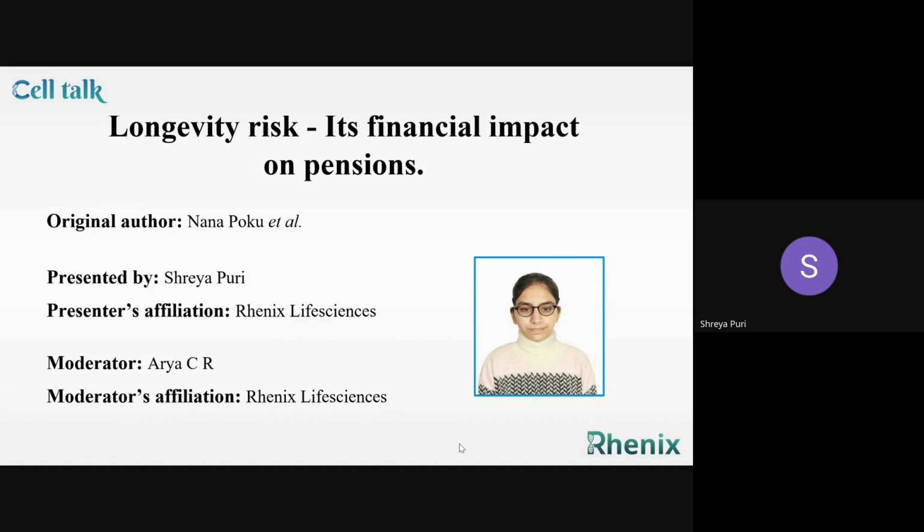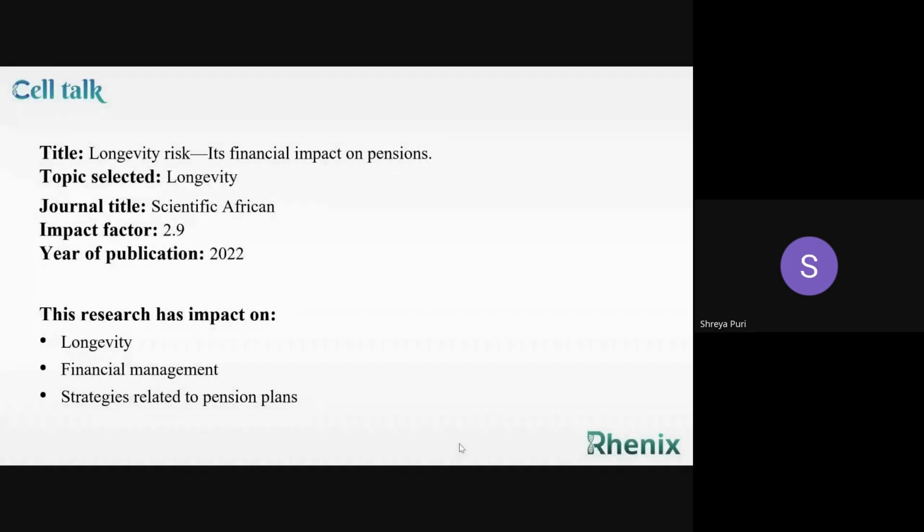Today's title of the CellTalk presentation is Longevity Risk and its Financial Impact on Pensions. Its original author is Nana Koko. It comes under the topic of longevity. It was selected from the Scientific African Journal, with an impact factor of 2.9, and was published in the year 2022. Basically, this research has impact on three factors: longevity, financial management, and strategies related to pension plans.